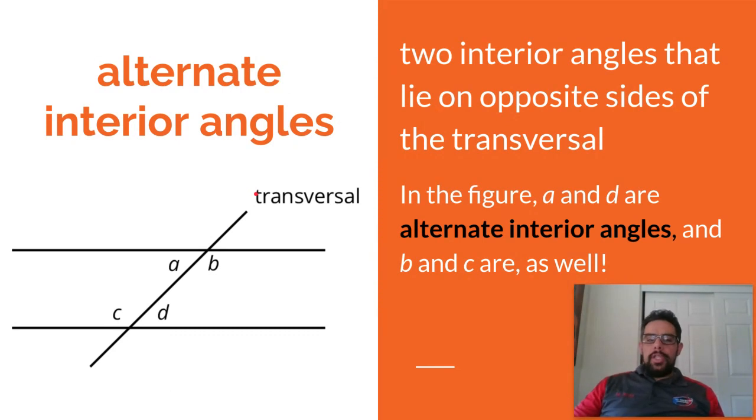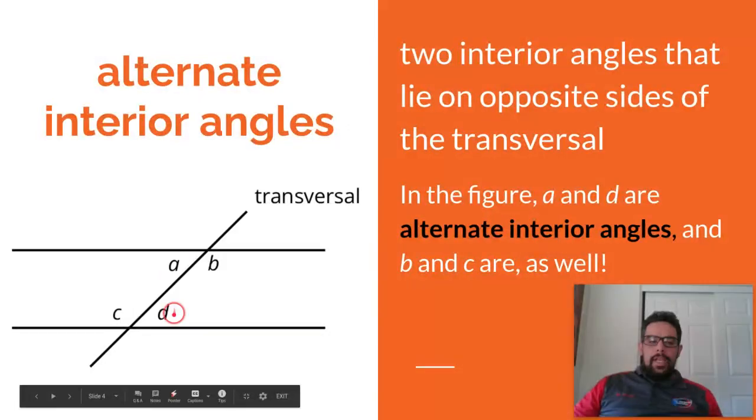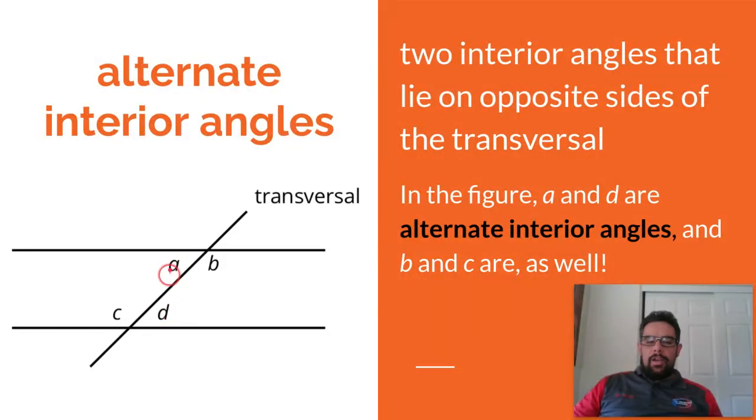Okay? So alternate interior angles are angles that lie on opposite sides of the transversal. Here you have the transversal. On this diagram, A and D are alternate interior angles. They are in between the parallel lines, and they are on opposite sides of the transversal. Same for C and B. They are in between the parallel lines, and on opposite sides of the transversal. So C and B are alternate interior angles to each other as well.